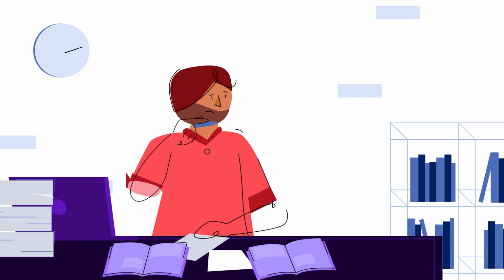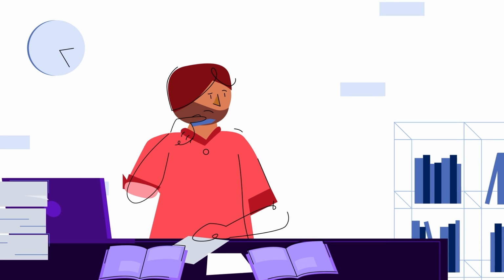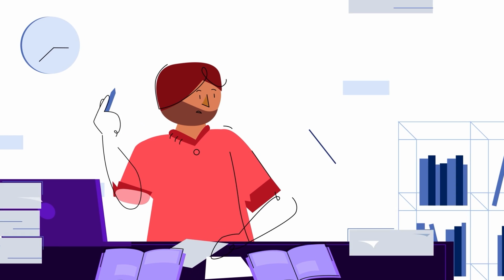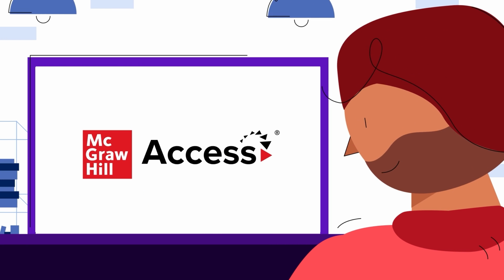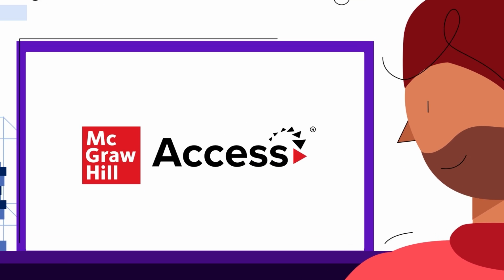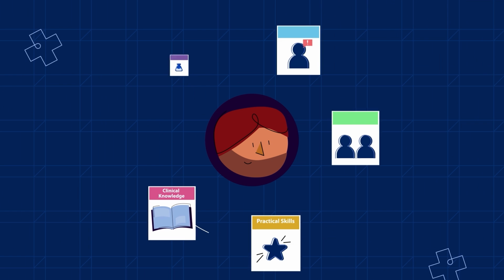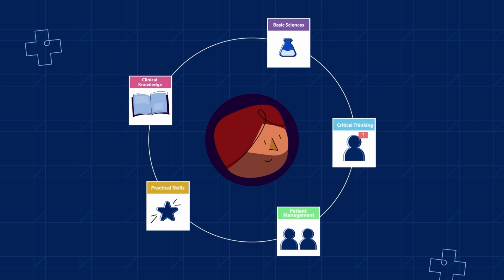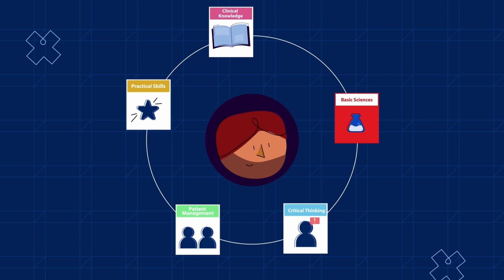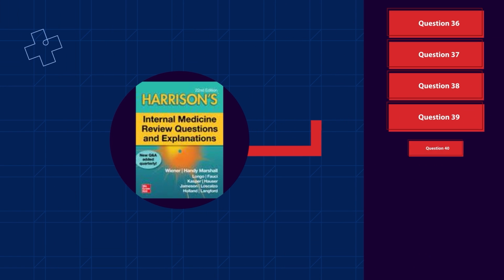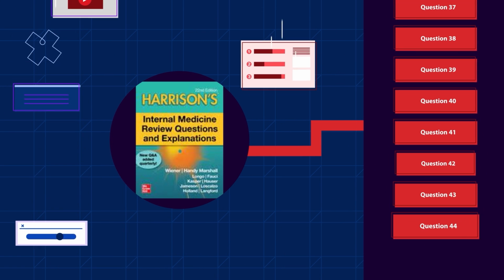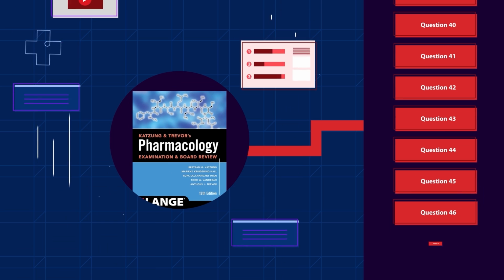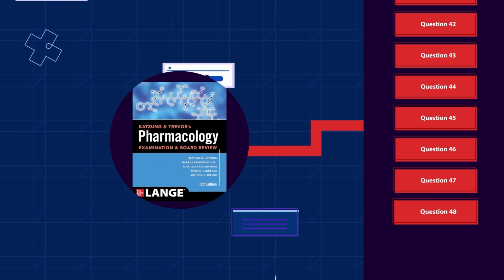Exams are approaching, and while I feel like I know some of the material, how can I be sure I'm fully prepared? McGraw-Hill's Access is my go-to resource for effective exam prep. Access helps me pinpoint my weak spots, and when I really want to test my knowledge, Access provides extensive question banks from reputable resources like Harrison's Review Questions and Katzung and Trevor's Pharmacology.